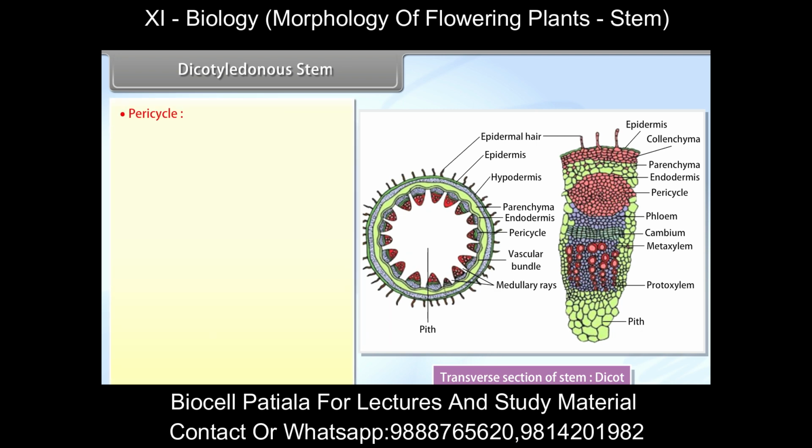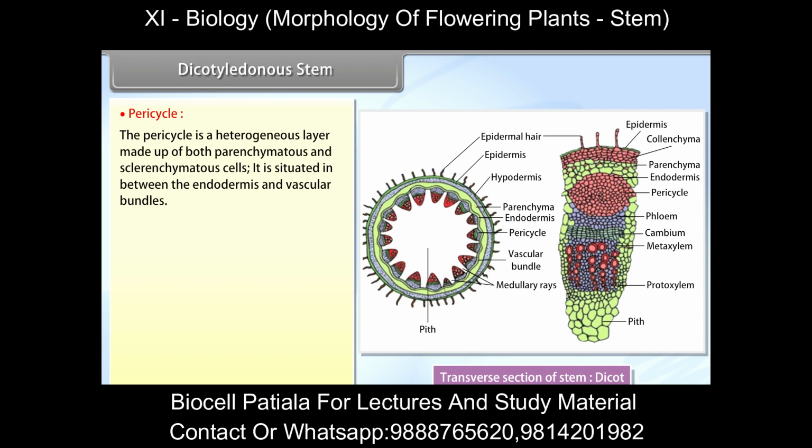Pericycle. The pericycle is a heterogeneous layer made up of both parenchymatous and sclerenchymatous cells. It is situated in between the endodermis and vascular bundles. Vascular bundles. These are arranged in a ring internal to the endodermis.